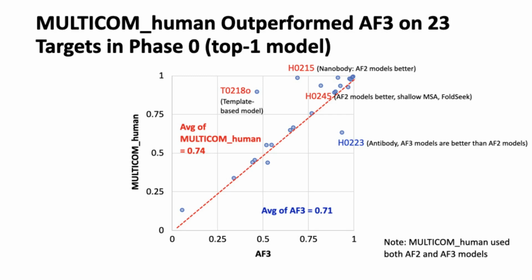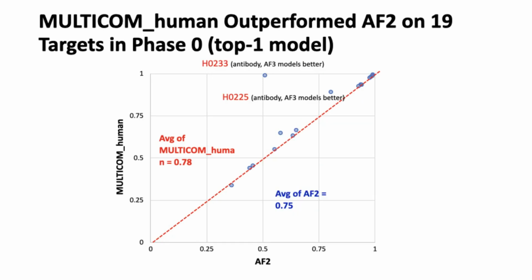We also compare our number 1 model for our method, MULTICOM human, against AF3. You can see our method has 0.74 versus 0.71. It's better than AF3, mostly because we use AF2 models for some targets, a better FoldSync alignment, and a template-based model. Similarly, we compare our method against AF2 on those targets. You can see it works better, 0.78 versus 0.75. And there are a couple of targets like antibody where we use AF3 because it works better than AF2.